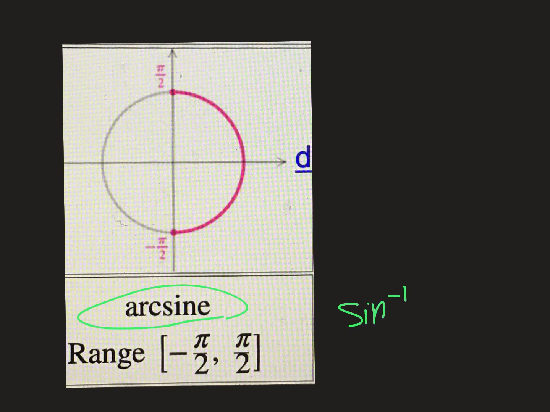Here's the deal. With inverse sine, you can use quadrant 1 and quadrant 2. Your answers must be between negative pi over 2 and positive pi over 2. Cannot be huge, just negative pi over 2 down here up to positive pi over 2 up there.